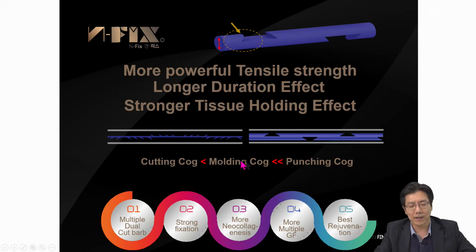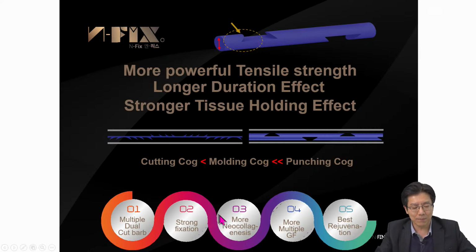Then finally, N-fixed developed the punching cog. This is the third generation cog thread. It is definitely more powerful in tensile strength compared to molding cog and cutting cog. So they can provide a longer duration effect. And also they have a very strong tissue holding effect. So I prefer to use the punching cog type thread for my repositioning superficial facial fat compartment technique.